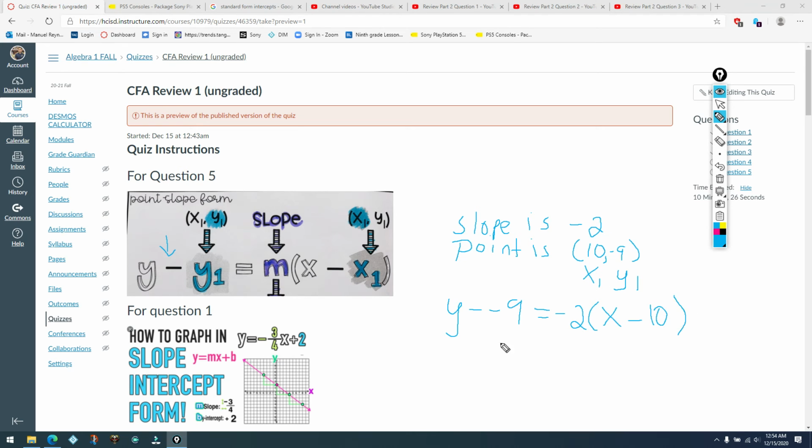Now technically I'm done, but this little thing right here kind of bothers me. So make sure you use the little face that we've seen before, right? So if you have a double negative, this turns into a positive. So my final answer should be y plus 9 equals -2 x minus 10. Right? And that should be my final answer.